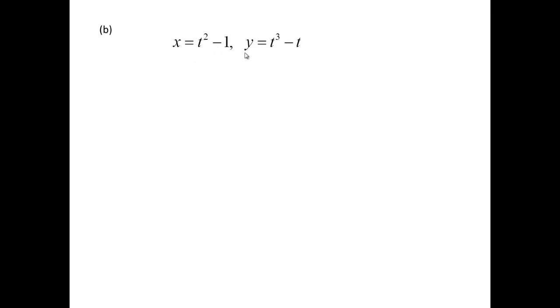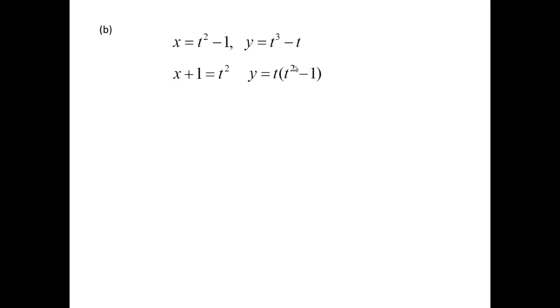x equals t squared minus 1, y equals t cubed minus t. I look here, and if I factor out a t, I'm left with y equals t times t squared minus 1. And, well, here's a t squared minus 1, but I would still have a t that would be causing me problems. So here's how I'm going to start this one. First, I'm going to add 1 to both sides to get x plus 1 equals t squared. And then I'm going to factor out the t over here to get y equals t times the quantity t squared minus 1.